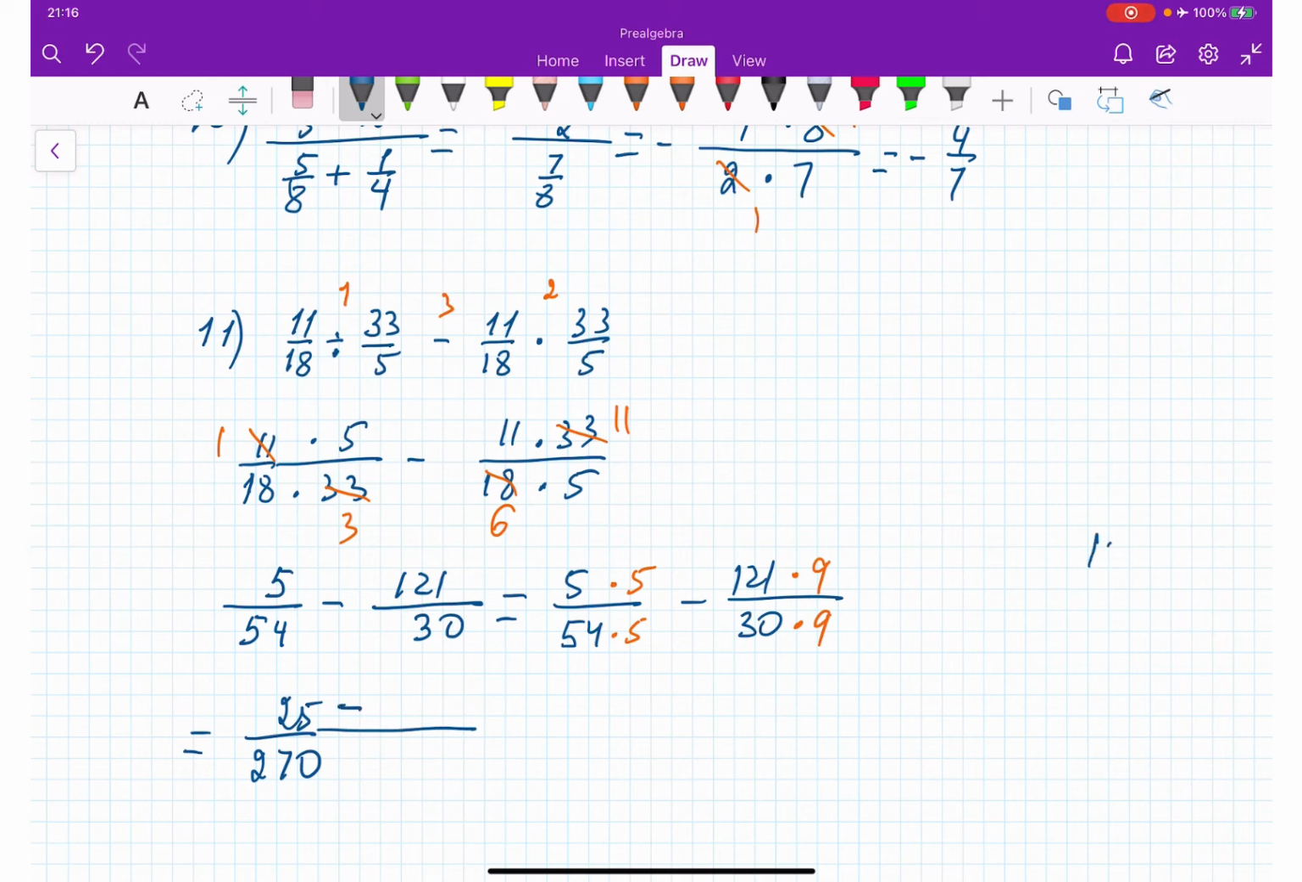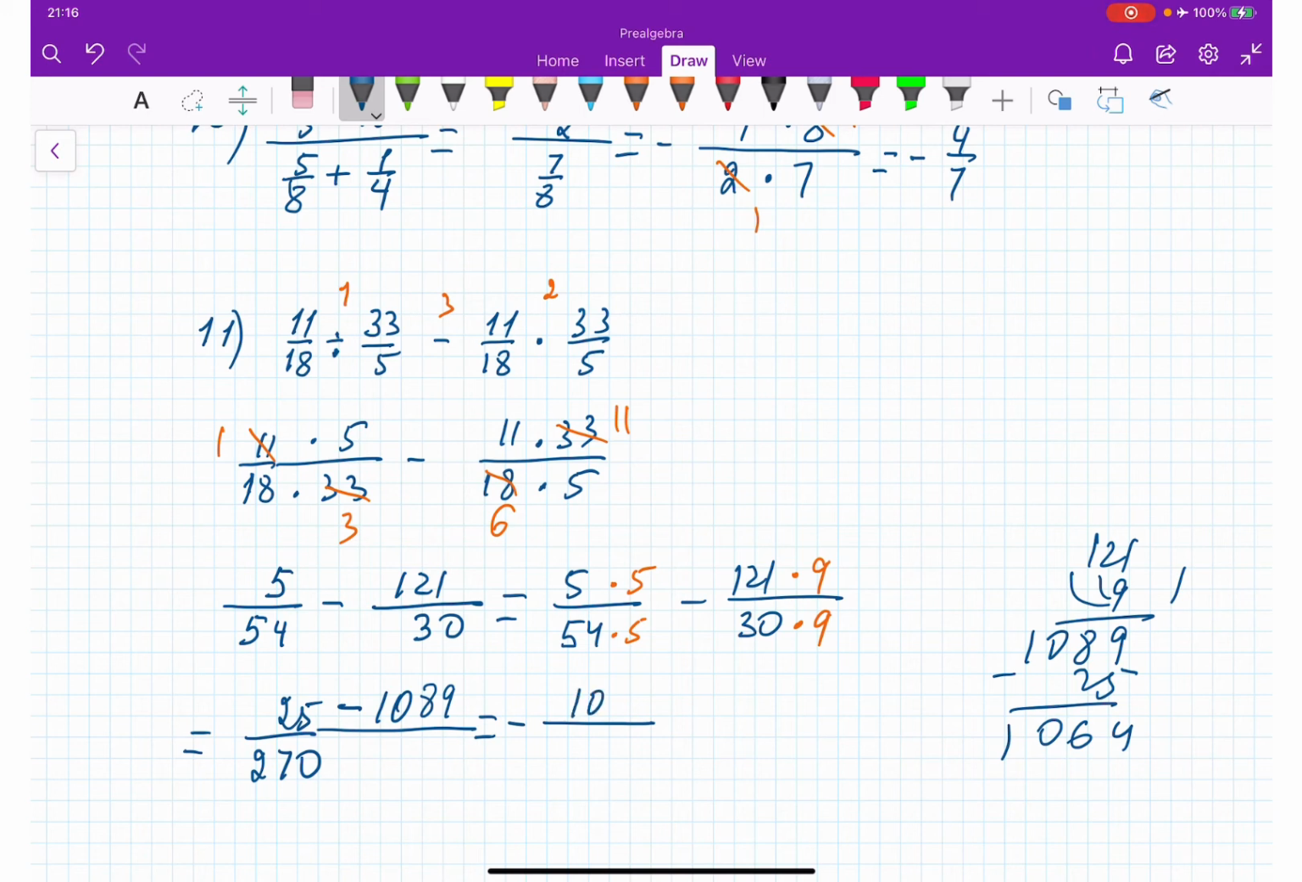Minus 121 times 9 is 9 times 2 is 18, 1 in mind, 9 times 1 is 9, and 1, 10. So minus 1089. And clearly we are getting a negative answer, right? 1089 minus 25, it's going to be 1064 divided by 270.